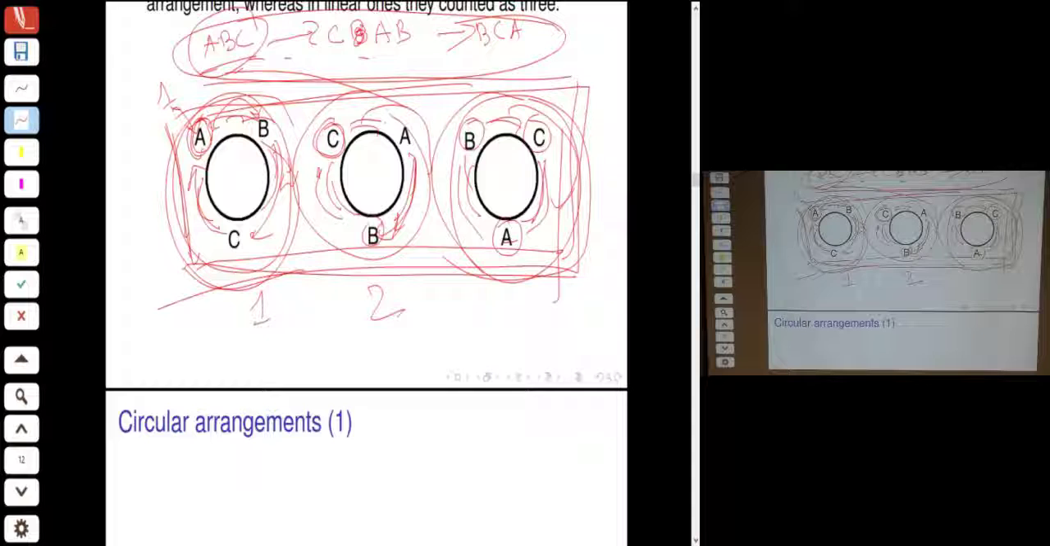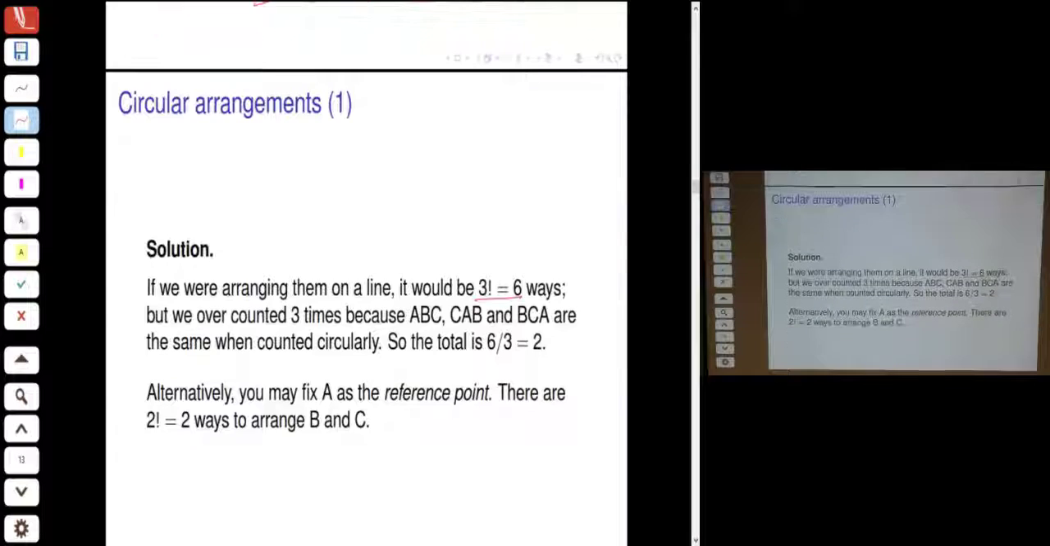Okay? So if that is the case, then you count the total number of linear arrangements, which is 3 factorial, which is 6, and divide it by 3, because every circular arrangement is equivalent to 3 linear arrangements. So the total number of circular arrangements is the total number of linear arrangements divided by 3. Simple. Okay? Any questions?